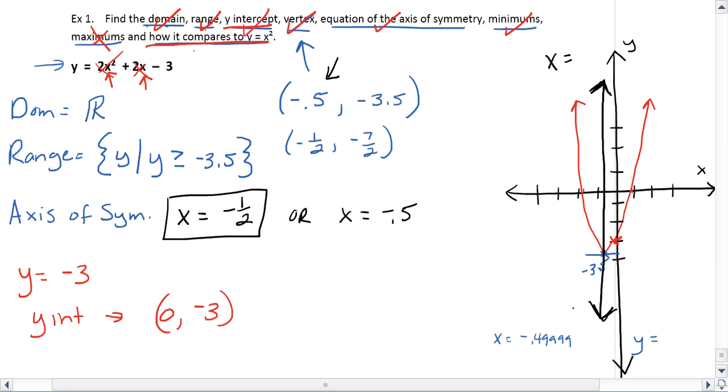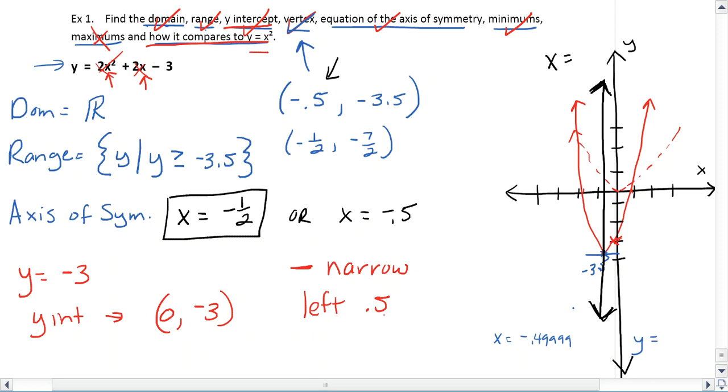Now we need to state how it compares to the parent equation. So thinking back to that first page we did, again, the review from Algebra 1. The first thing I noticed, because of this 2, is that this is narrower. You could call it steeper or narrower, whatever. The other thing, if I just draw in the parent equation with dotted lines, this is sort of the parent equation. It is slid over to the left, and we went to the left 1/2 or 0.5.